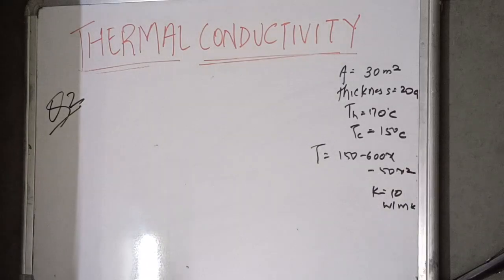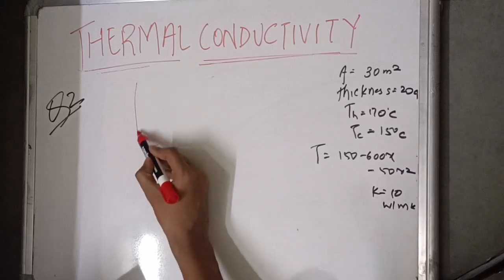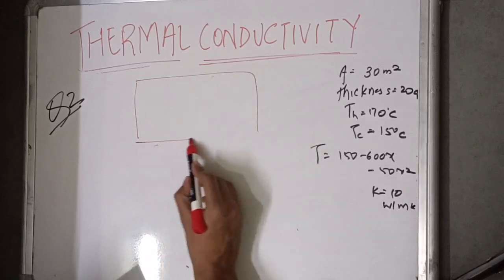We have to first find the average heat transfer coefficient at the hot and the cold surface. Let's start with the diagram. We have the thickness as 20 centimeter. This is the basic diagram.